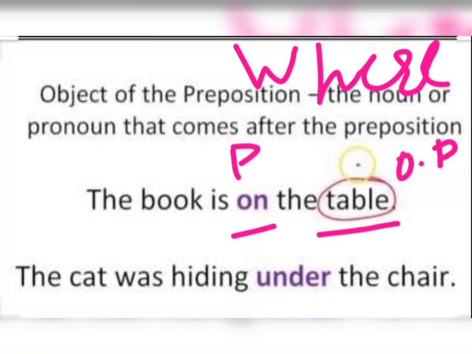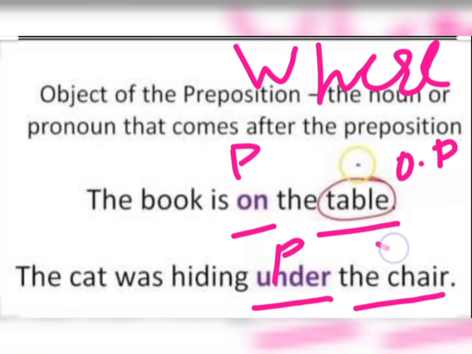Second sentence, the cat was hiding under the chair. Here, under shows the place. So it's a preposition. So ask the question to the preposition with where. Where was the cat hiding? Under the chair. So the chair. After the preposition, whatever noun or pronoun comes, it's the object of preposition. So it's very easy to find the direct object, indirect object and object of preposition. Please go through the tricks so it will be easier for you.